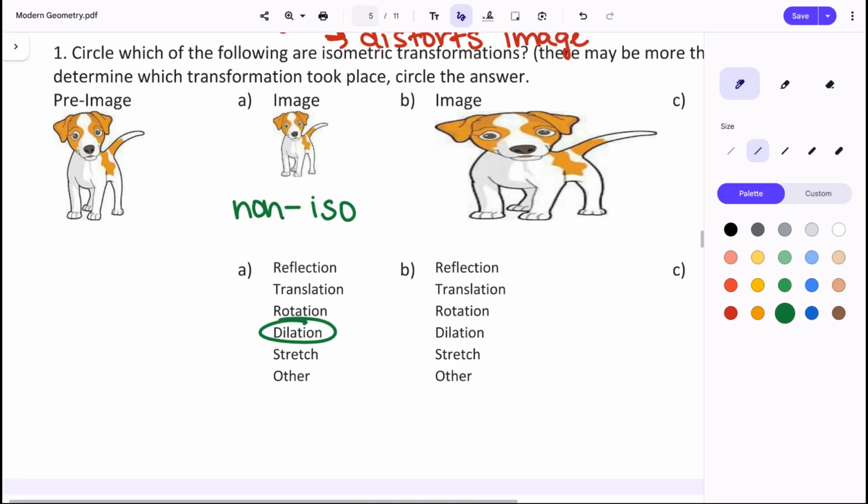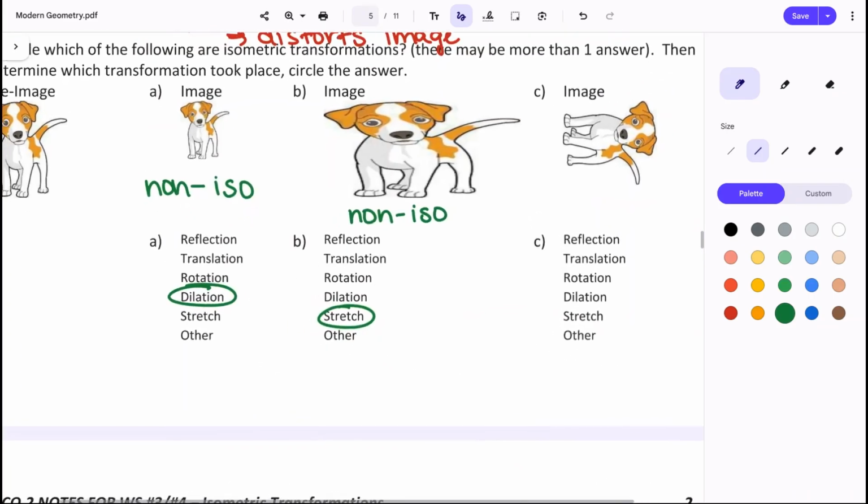What about B? ISO or non-ISO? Good, still non-ISO. What did they do this time? Yeah, this time they stretched it. Now the dog looks a little bit more distorted. If I were to compare, the heights of the dogs look like they're the same, from the top of the head to its paws. But if I were to compare width-wise, the dog got a lot wider. Since it didn't get any taller and it only got wider, that's why it's a stretch, because now it looks a little bit odd. How about C?